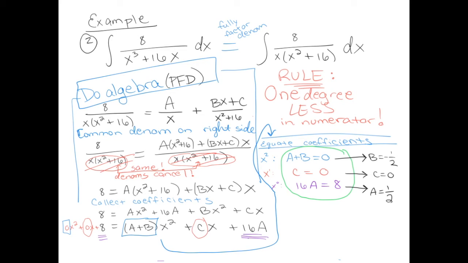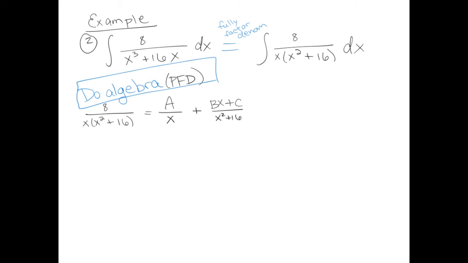Now we need to get back to the integration. Remember, what we found in the previous slide is that this a value is a half, and this c value is 0, and the b value is negative half.